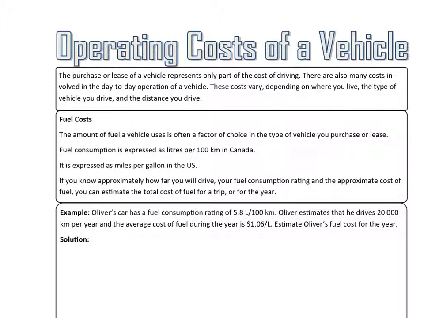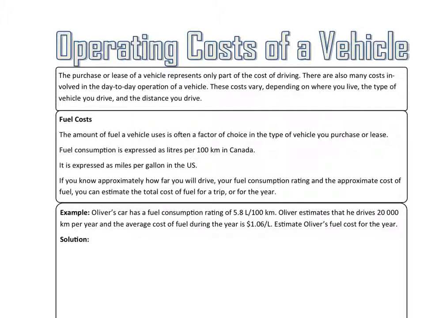And we're going to see that especially when we come to our fuel costs. So the first thing we're going to talk about is the fuel cost. The cost of fuel is how much you're actually going to use to drive and run the car. The amount of fuel a vehicle uses is often a factor of choice in the type of vehicle you purchase or lease. Typically, the bigger the vehicle, the higher the fuel cost will be because the fuel efficiency is a lot lower. In Canada, fuel consumption is expressed as liters per 100 kilometers.